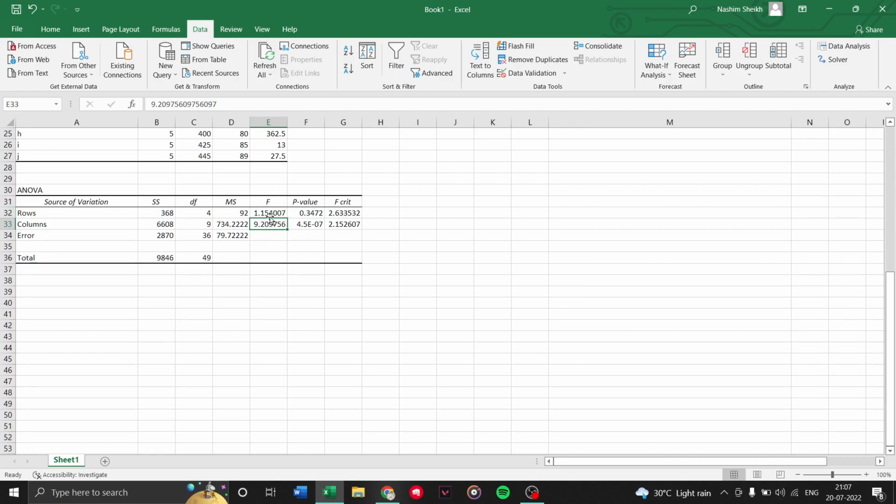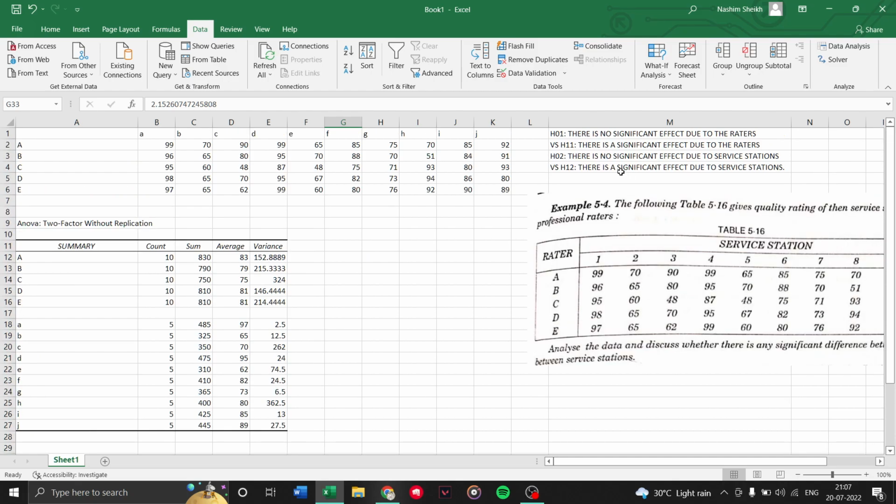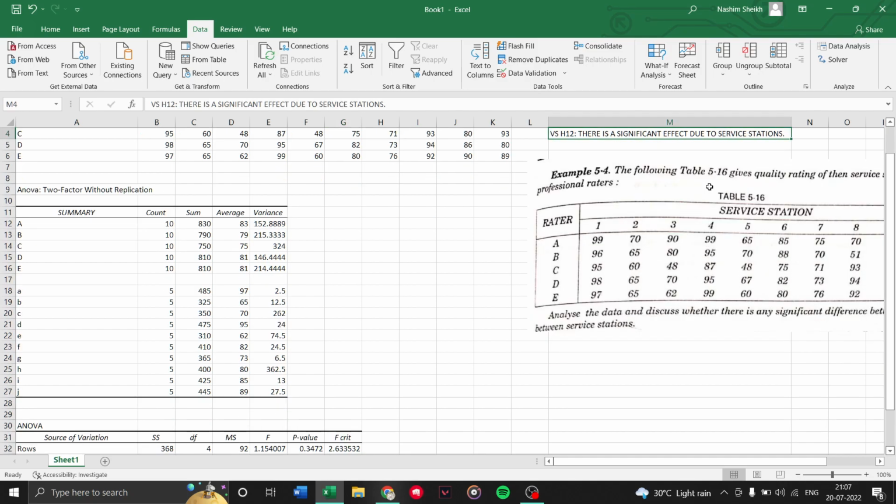Now coming to this F value, it's the MS columns divided by the MS error, and the observed value is 9.209, which is much greater than the F critical value 2.15. These critical values are obtained from the statistical tables. Excel generates them, it's developed within Excel. So now this F observed value is much greater than the F critical value. Then in that case we have to reject the second null hypothesis and accept the second alternative hypothesis, that yes, there is a significant effect due to the service stations.